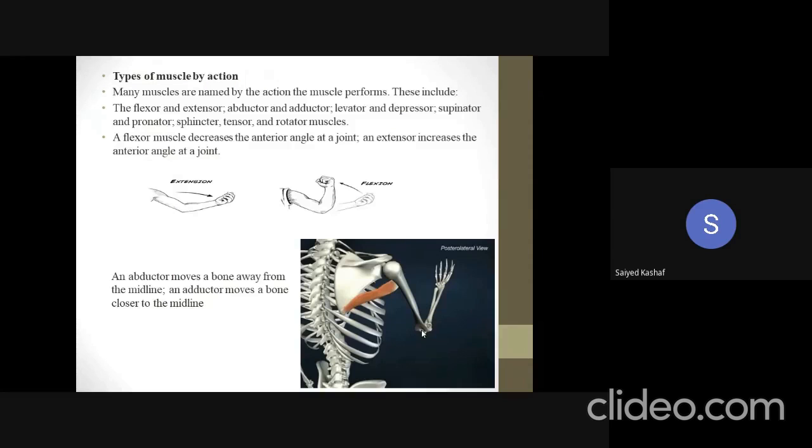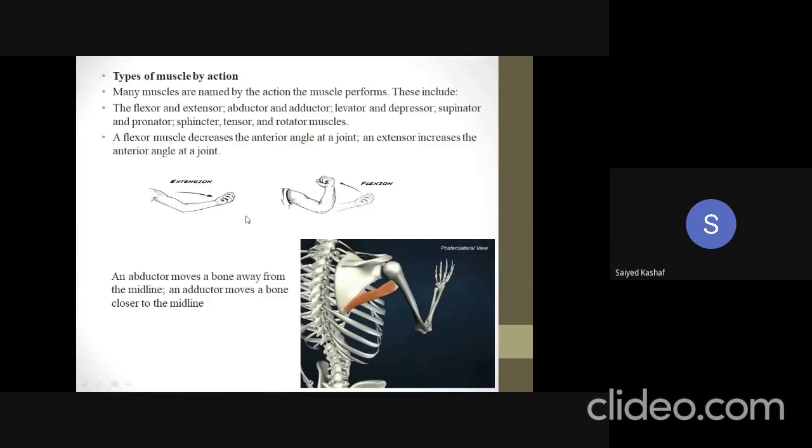So that was all about the muscles. Now we will talk about the types of muscle according to the action. Many muscles are named by the action they perform. These include flexor, extensor, abductor, adductor, levator, depressor, supinator, pronator, sphincter, tensor and rotator. We will see them one by one.